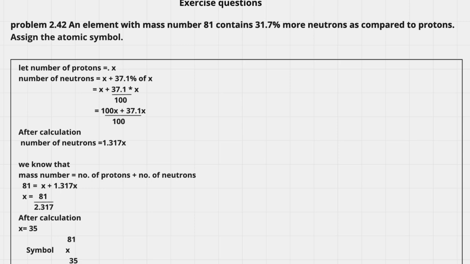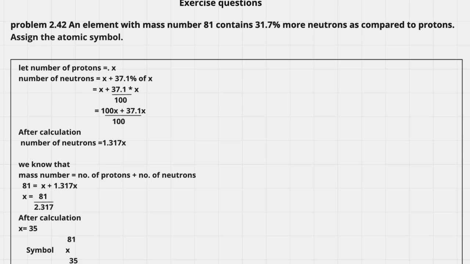Let number of protons equals x, number of neutrons equals x plus 31.7% of x, equals x plus 31.7x divided by 100, equals 100x plus 31.7x divided by 100. After calculation, number of neutrons equals 1.317x.